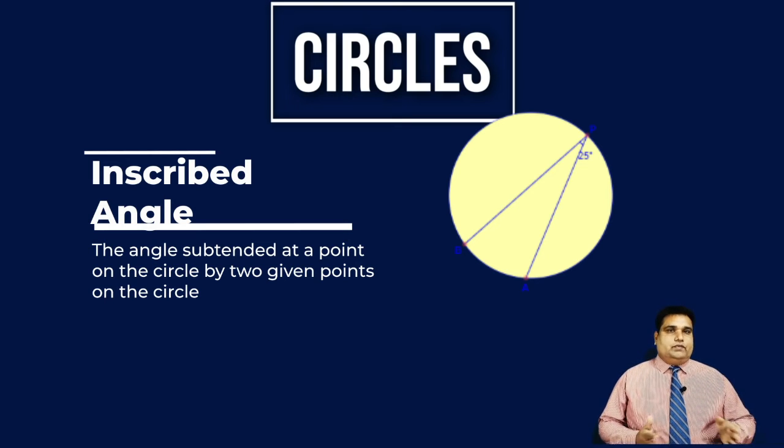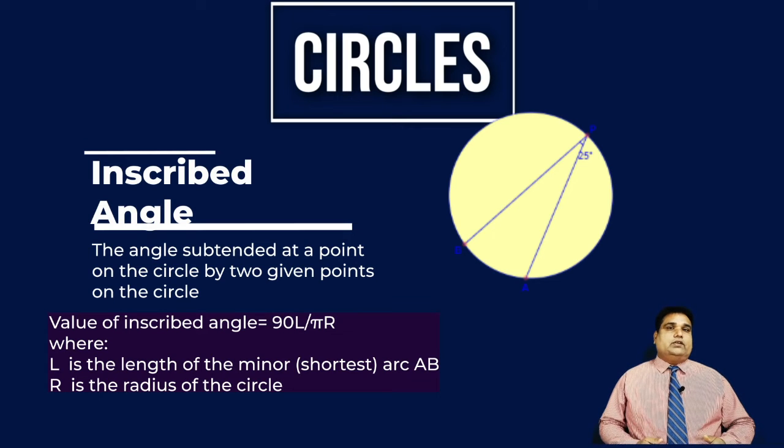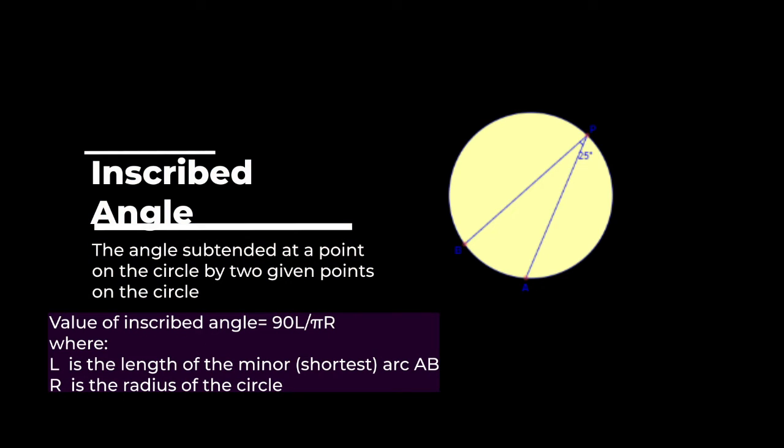How do we find the value of the inscribed angle? The formula is 90L upon pi r, which gives the angle in degrees. L is the length of the minor arc or shortest arc, AB here, and r is the radius of the circle. If we know this formula, we can find the angle in degrees. So 90L upon pi r is the formula for the inscribed angle.